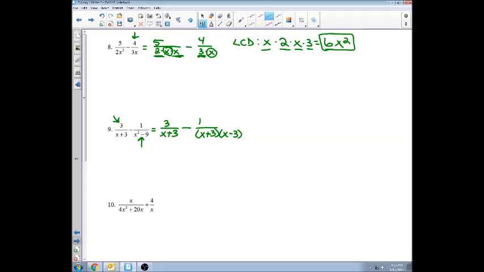I'm going to circle anything they share and underline anything they do not. So my LCD, the first thing that they share is the x plus 3. So I'll take x plus 3 times what they do not share, which is x minus 3. And I am done. Okay?